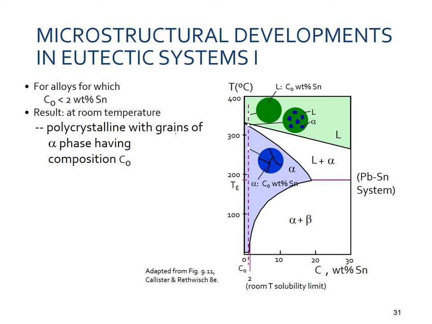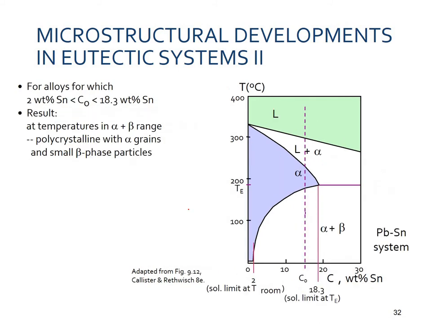This is a polycrystalline structure with grains of alpha phase having components around 2%. So this is the lead-tin diagram, similar to the copper diagram. Sorry about that. Here you can see again this is the lead-tin system, and the composition is maybe not as shown around here.